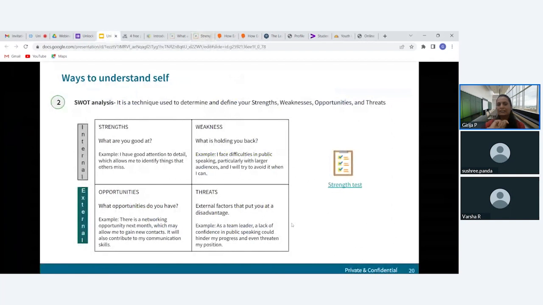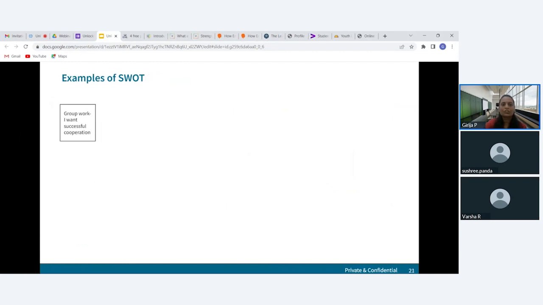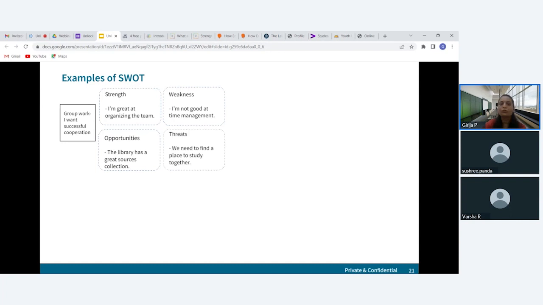So let's move ahead and see how we can use this SWOT analysis in different situations. One situation can be that you're at college and there's a group presentation you have to do, and your aim is to finish that group presentation successfully. Your strength is that you're good at organizing the team. Your weakness is that you're not good at time management. An opportunity can be that I can enhance my time management skill using the resources from the library. And a threat that can hamper our group work is, maybe we don't have a place where we can study together, so it can hamper our presentation. So this is how you can understand your threats and opportunities in that particular situation.